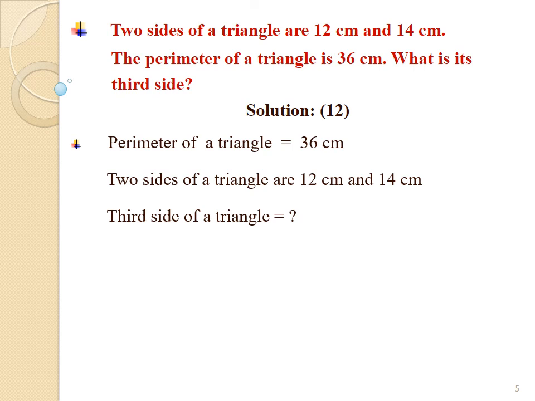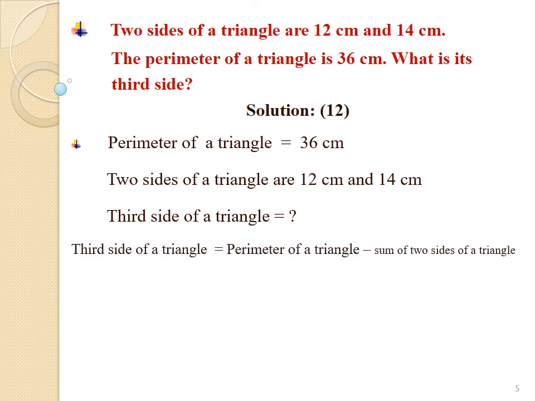Thus, the third side of the triangle equals the perimeter of the given triangle minus the sum of the two sides of the triangle which we obtained, equals 36 minus 26. Now, subtracting 26 from 36, we get 10. Thus, the third side of the triangle is 10 centimeters.